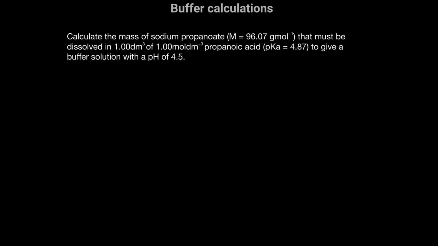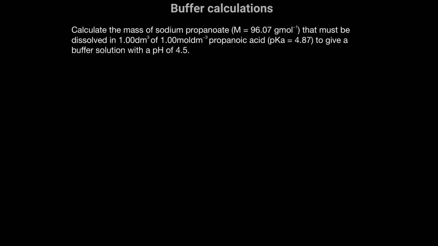The next question that we have says, calculate the mass of sodium propanoate that must be dissolved in 1 decimeter cube of 1 mole per decimeter cube propanoic acid to give a buffer solution with a pH of 4.5.